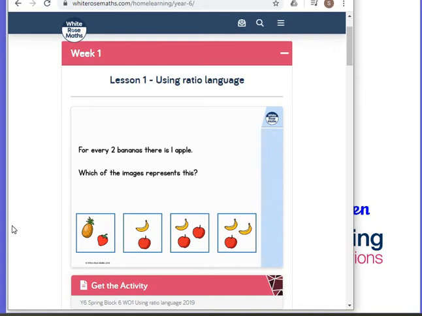Now let's look at this story. For every 2 bananas, there is 1 apple. Which of the images represents this story? Well, we can see our first image is 1 pineapple to 1 strawberry. The second is 1 banana for every 1 apple. The third is 1 banana to 2 apples, which is close, but the fourth one is the one we're interested in. We can see there are 2 bananas for every 1 apple. So we can see in our story, for every 2 bananas, there is 1 apple. That is the picture that represents our story.